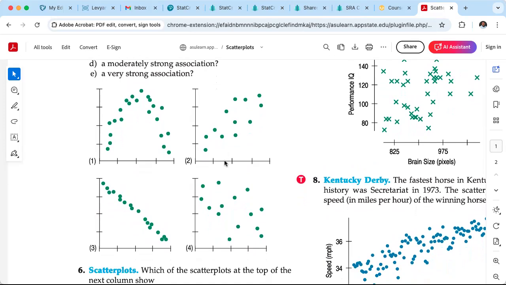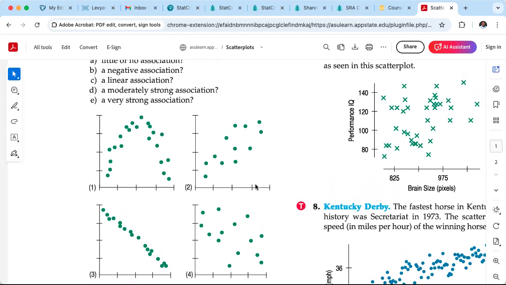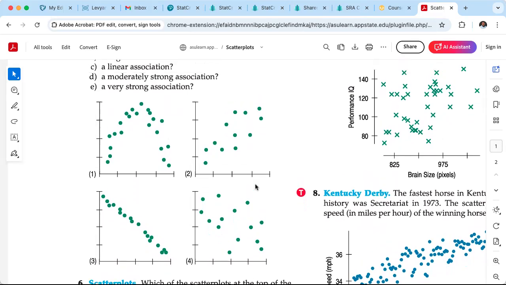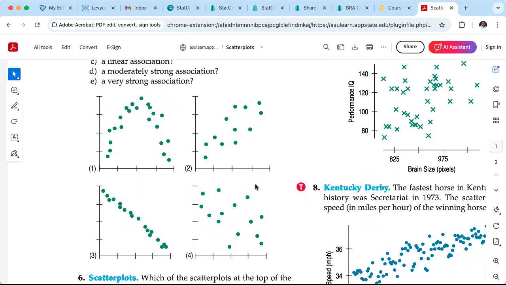Everybody, 2, 3, and 4. You agree? Linear means a line. A line here, line here, line here. Is that okay? So linear association is 2, 3, and 4. Okay. A moderately strong association. What would you say? Moderately strong association. What are you going to say?